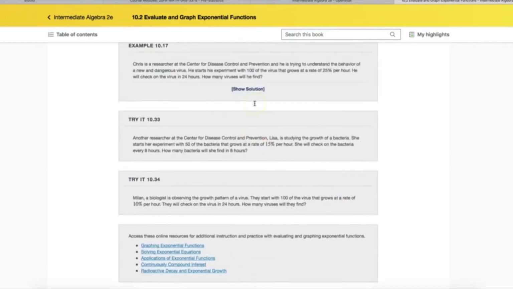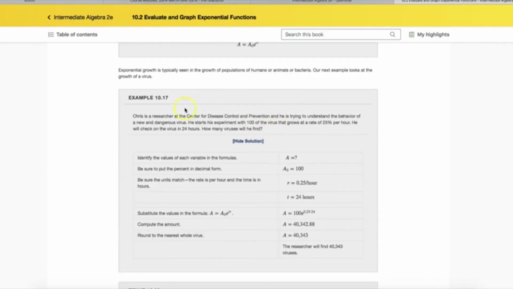Let's take a look at this example here. Here we have a researcher, and this researcher is trying to understand the behavior of a new and dangerous virus. This is very topical, right? He starts his experiment with 100 of the virus, so this means he has 100 individuals. The population that he starts with is 100. So earlier I was talking about the initial population, and that's what we're looking at here. Since the initial amount is 100, that's our value for A naught. Let's see why that makes sense.